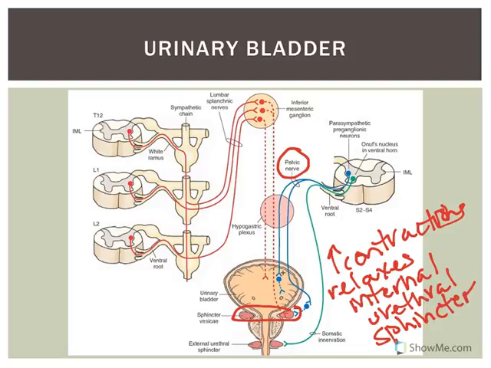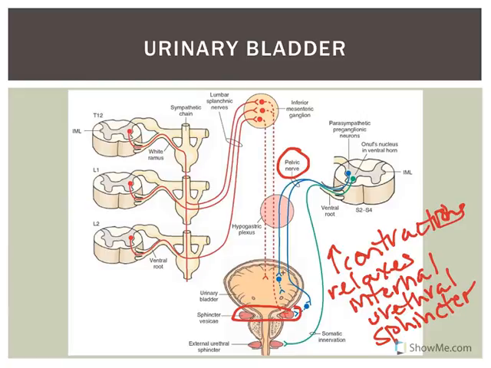So you notice we have an internal and external urethral sphincter, and we have an internal and external anal sphincter. Both internal sphincters are smooth muscle, which would be controlled by the autonomic nervous system. The external sphincters are skeletal muscle, they have somatic innervation. They're coming from the pudendal nerve. So here, urinary bladder contractions, relax that internal urethral sphincter.